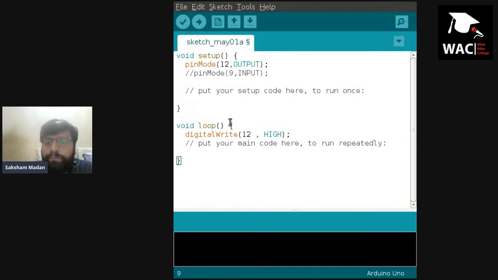Void loop is a part of a system in which we put that particular code that we want to repeat again and again. Like if you also have a comment, put your main code here to run repeatedly. So this is a basic difference between a Raspberry Pi and an Arduino.